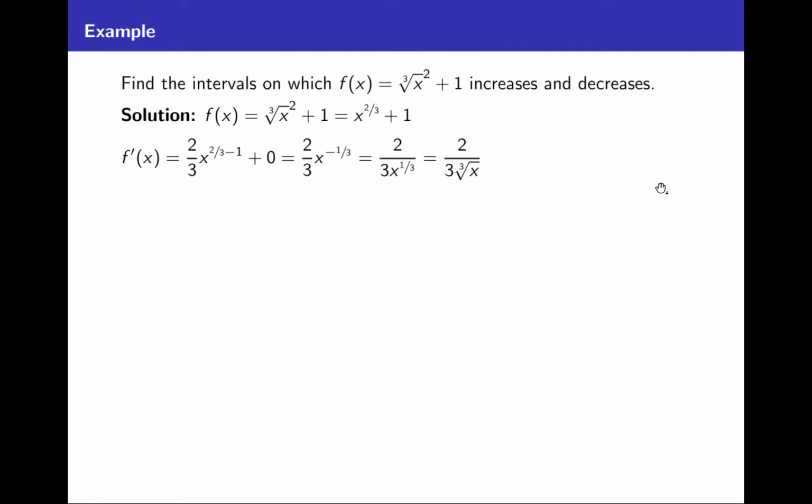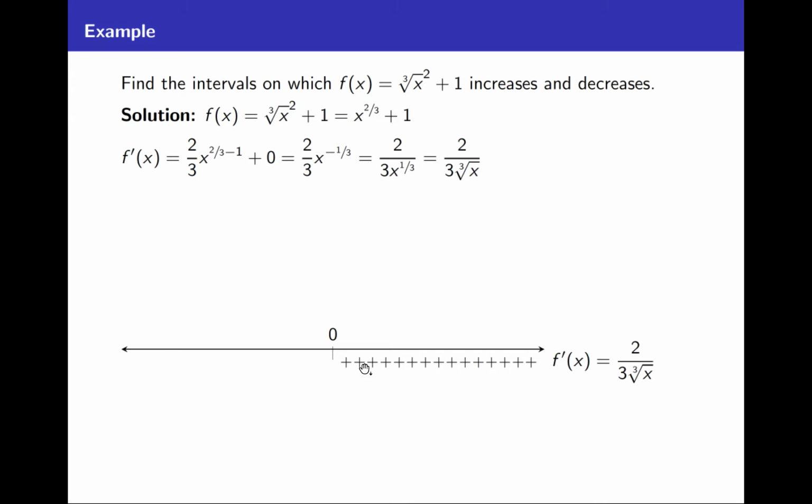And remember, we want to find where f increases or decreases. So we're looking for where this derivative is positive or negative. And for this particular derivative, that's really easy because if x is a positive number, its cube root is positive, so this whole fraction is going to be positive. But if x is negative, that cube root is negative, and the whole fraction is negative. So f prime of x is positive as long as x is positive, and it's negative as long as x is negative.